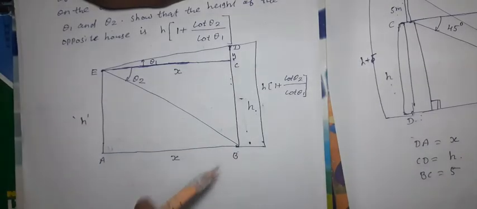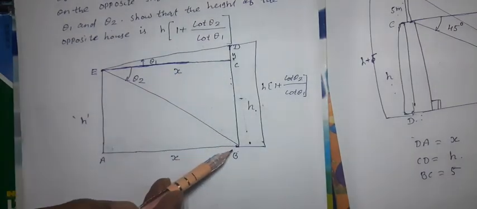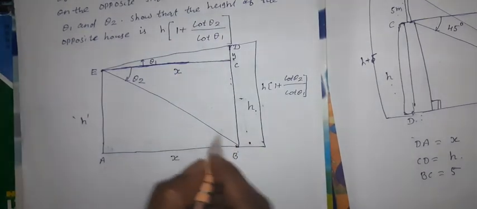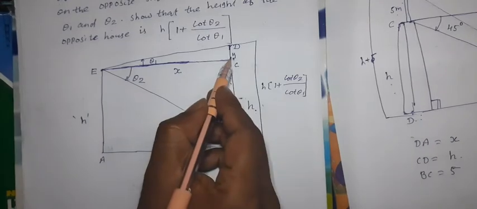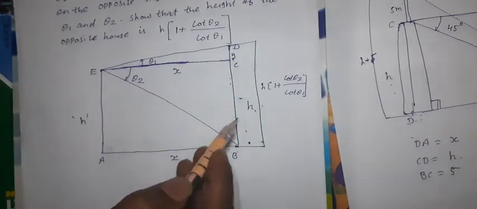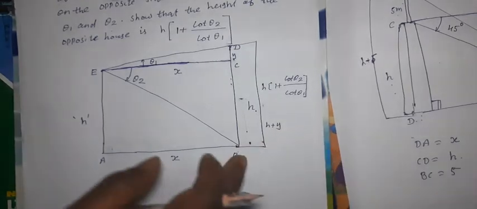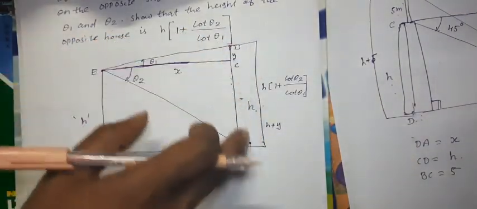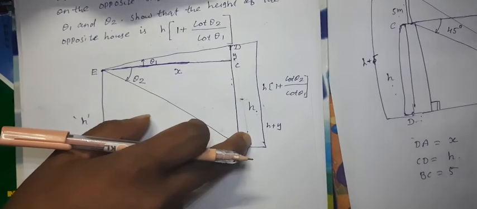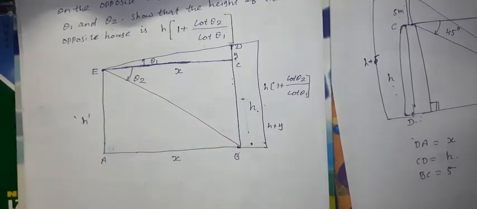Okay, here you want to find the height of the opposite house. This is h and this is y, so you want to find h plus y. That is the height of the opposite house, h plus y, that is what you want to find.